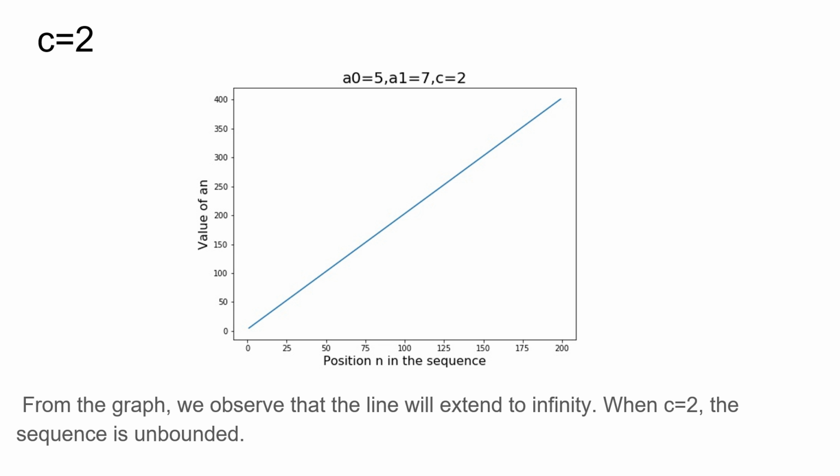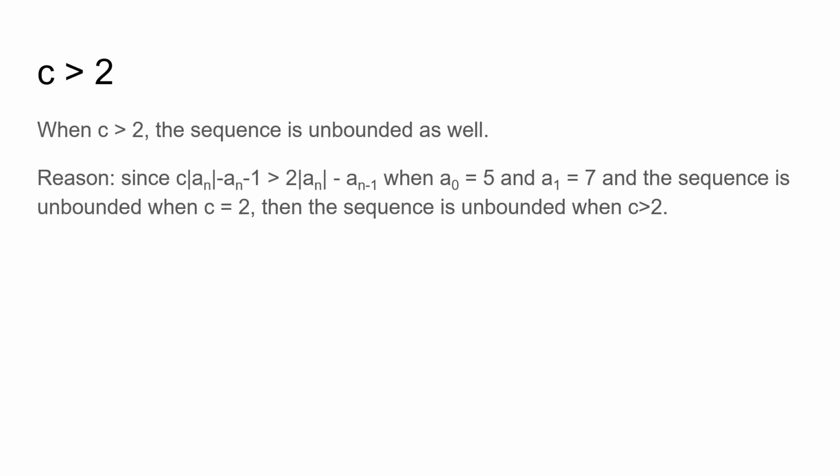Now, when C equals 2, we can see a very straight line, and the line will extend to infinity when n goes to infinity. So in this case, the sequence is unbounded. Also, when C is larger than 2, the sequence is unbounded as well. The reason is as follows: since the inequality holds, and the sequence is unbounded when C equals 2, the sequence is unbounded when C is larger than 2.